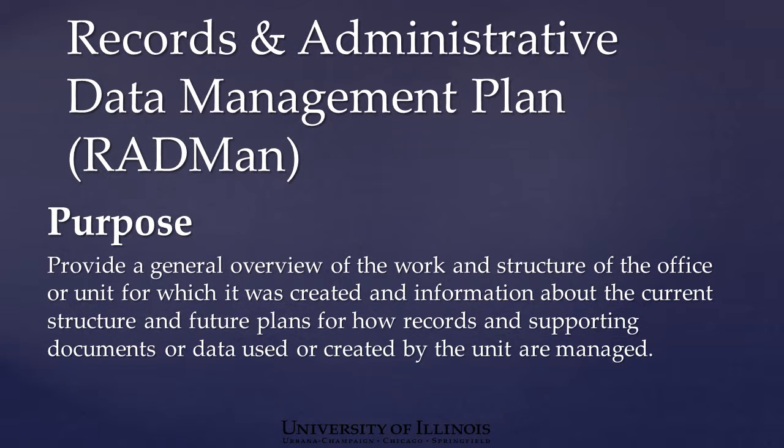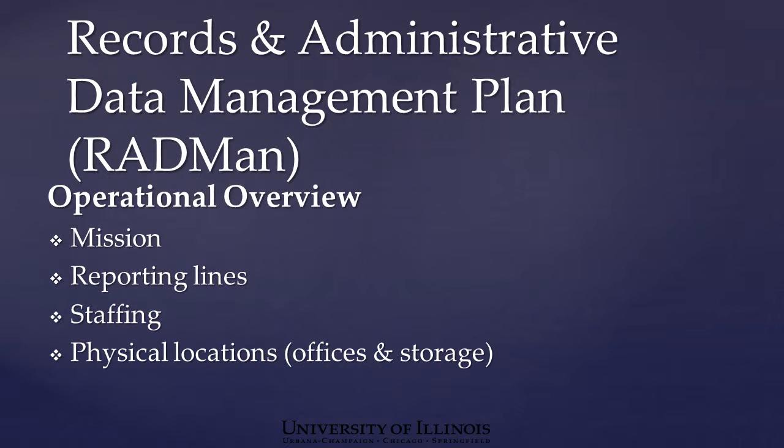The RIMS office has developed a Records and Information Management template called the Records and Administrative Data Management Plan, or Radman Plan, that can be used by your unit if you so choose. It contains the elements that should be included in a Records and Information Management Plan. We're going to go through the 7 components of the Radman Plan in the next few slides, using the RIMS office as an example.